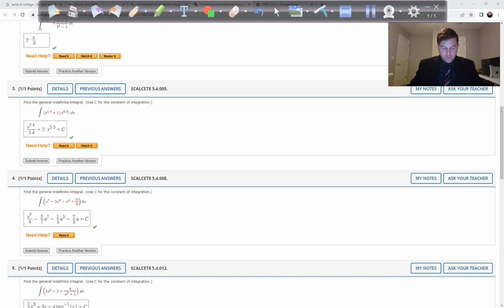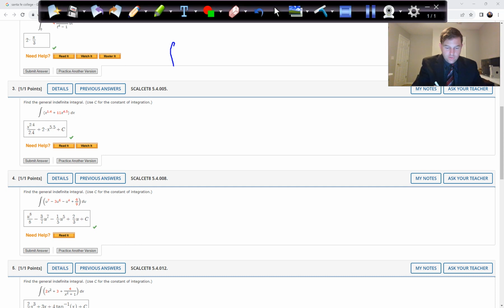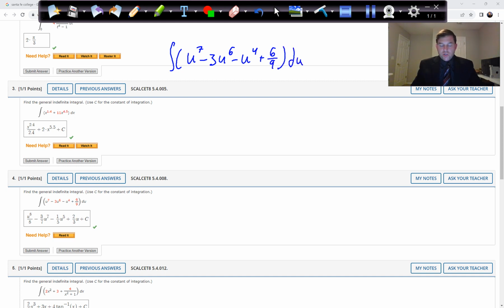Okay, problem 4. Problem 4 is also pretty straightforward, no tricks here. We have the antiderivative integral. It's an indefinite integral, there's no numbers on it. u to the 7th minus 3u to the 6th minus u to the 4th plus 6 over 9, and then the variable to consider is u, so we put du.